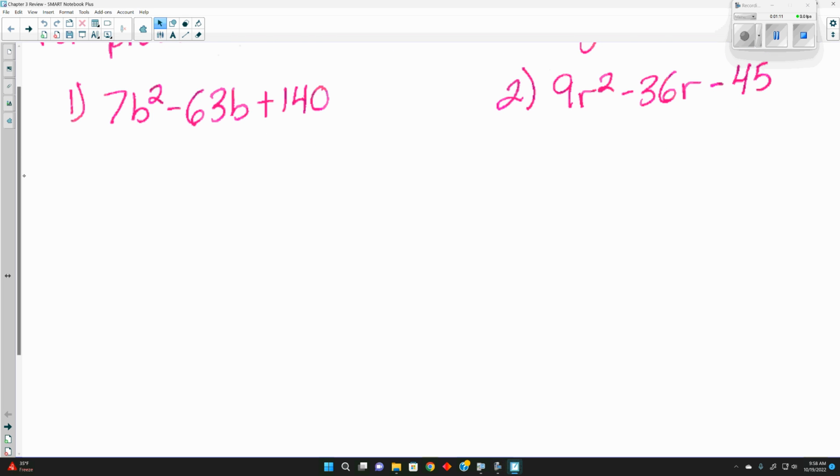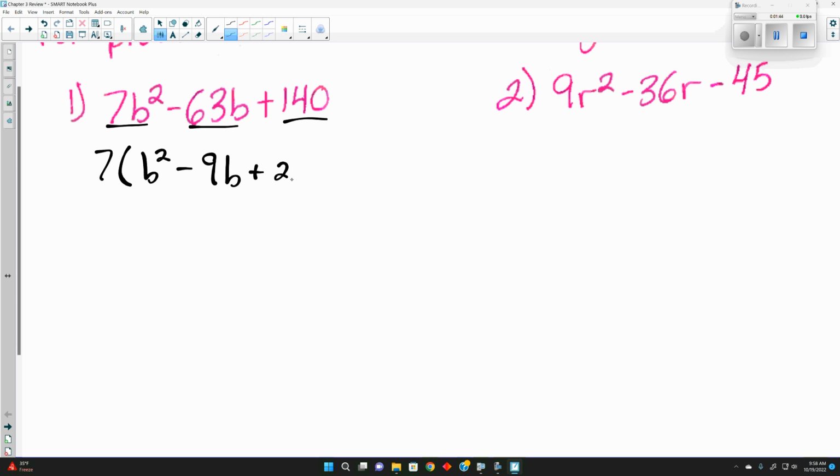So when we look at this here, whenever we're factoring, the first thing we look for is a greatest common factor. So if I look at these 3 terms, we're looking to see, is there something that will go into all 3? And that would be 7. And if we factor the 7 out, 7 out of 7b squared is just b squared. Minus, if we factor 7 out of 63, we have 9b, and factoring 7 out of 140 is going to be plus 20. And really, when we factor that out, we're just dividing the number by whatever the greatest common factor is.